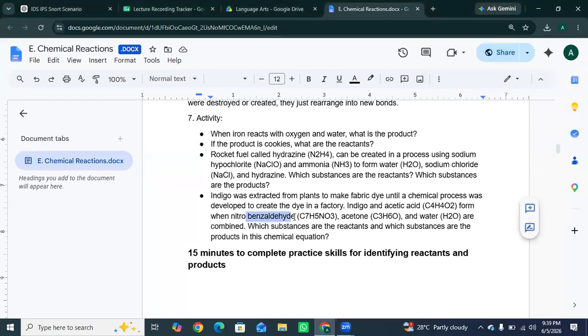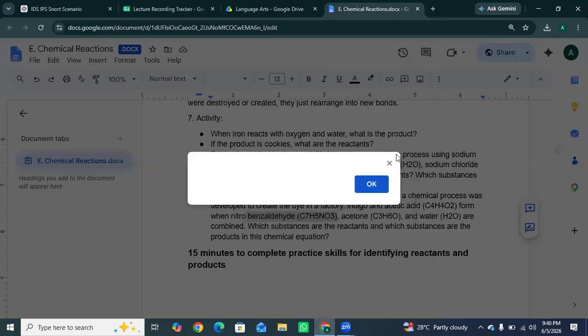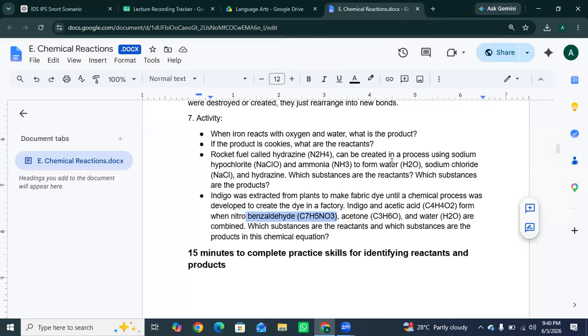Student, this word is benzaldehyde. Benzaldehyde. So the reactants are nitrobenzaldehyde, acetone, and water, and the products are indigo and acetic acid.